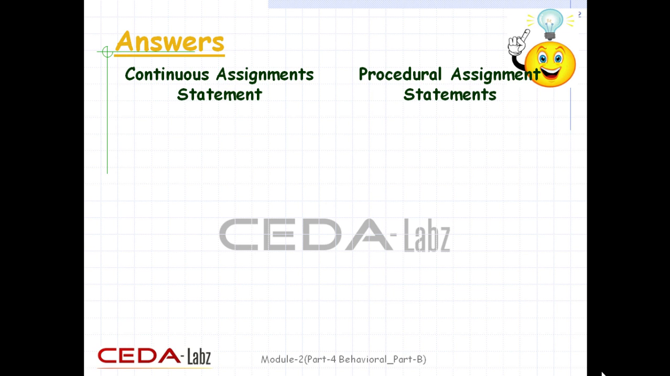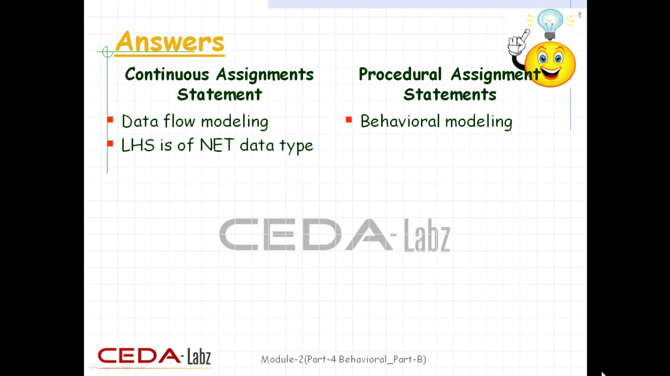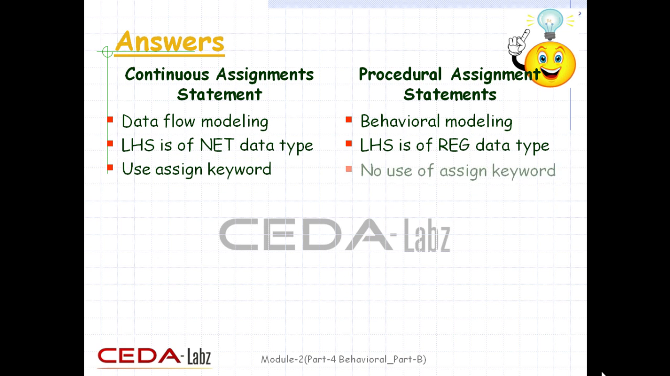Here is the difference. First of all, continuous assignments are associated with data flow modeling, and procedural assignments are associated with behavioral modeling. The left-hand side target in a continuous assignment is of net data type, therefore it drives nets. Whereas in procedural assignment statements, the left-hand side target is of reg data type, therefore it drives registers. In the former, the assign keyword is used, whereas in the latter it is not used.